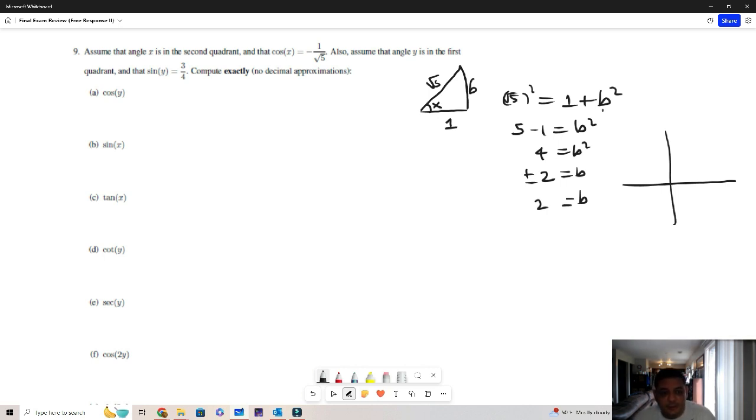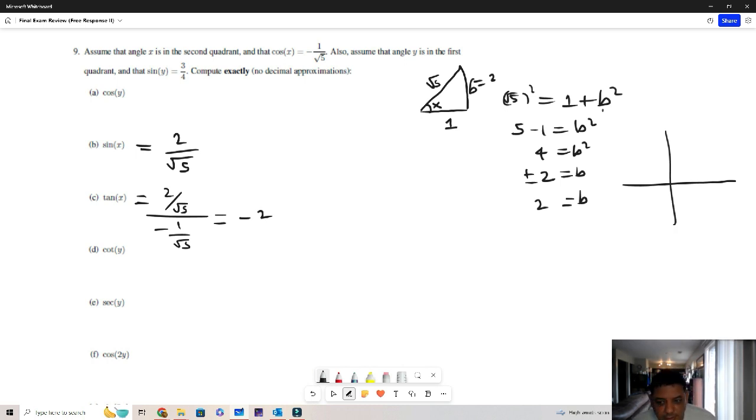Now with that, we have the opposite, and so we can calculate pretty much everything for x. Sine of x will be opposite over hypotenuse, which will be 2 over the square root of 5. Now tangent of x is sine over cosine, so that will be 2 over the square root of 5 divided by minus 1 over the square root of 5. And so this means that it's just going to be minus 2.